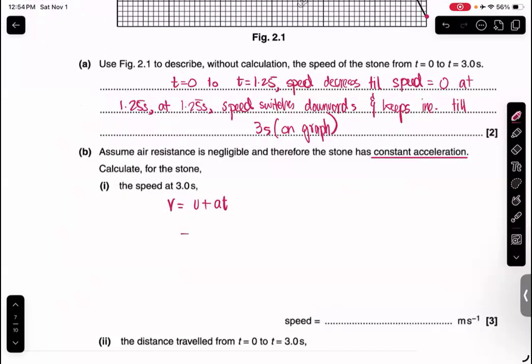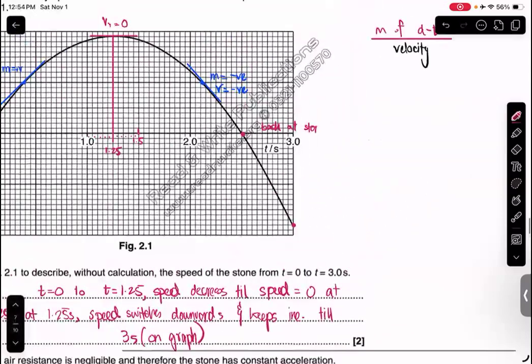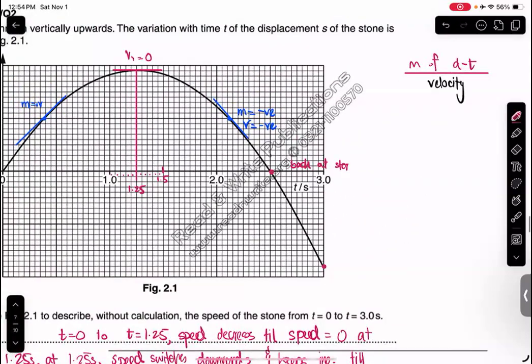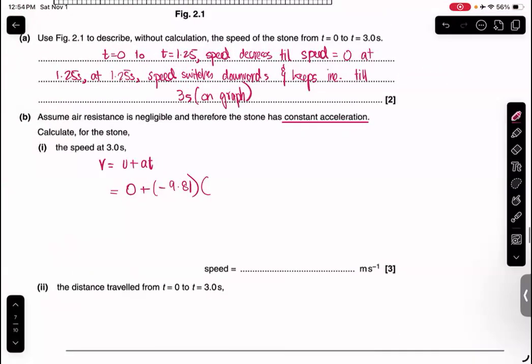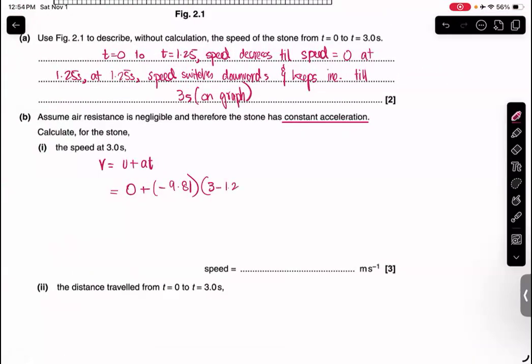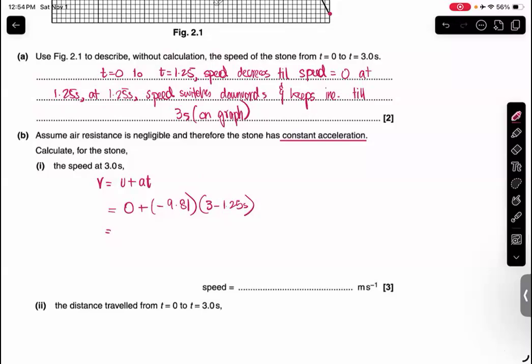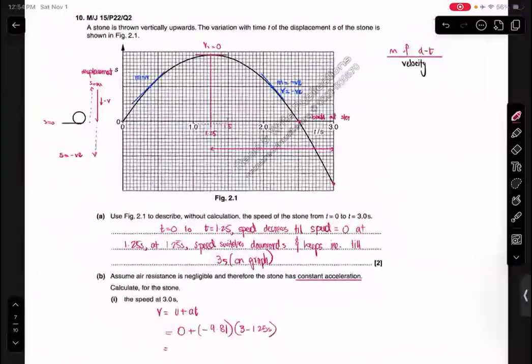Pretty easy, you know? So what was u at that point? That was just 0, times minus 9.81 times t. Now we've got to find out t. So that's just 1.25 till 3, so that's going to be 1.75. Let's just write it as 3 minus 1.25 seconds. But didn't they say the speed at 3 seconds? They said calculate the speed at 3 seconds. So won't we just use 3?